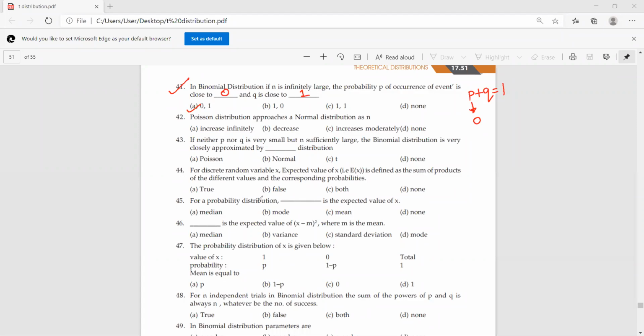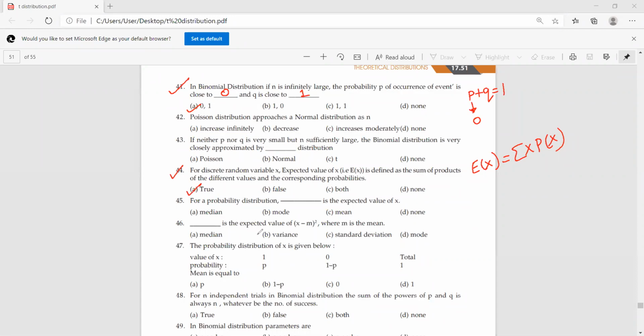Poisson distribution approaches normal distribution. Okay, we can solve this but not now. Let us go ahead for the next, say 44. 44 आप कर सकते हैं. Sum number 44. For discrete random variable, expected value E of x is the sum of product of, what is the formula of E of x? X into P of x. Correct. Yes or no? X into P of x. So that is going to be nothing but true.